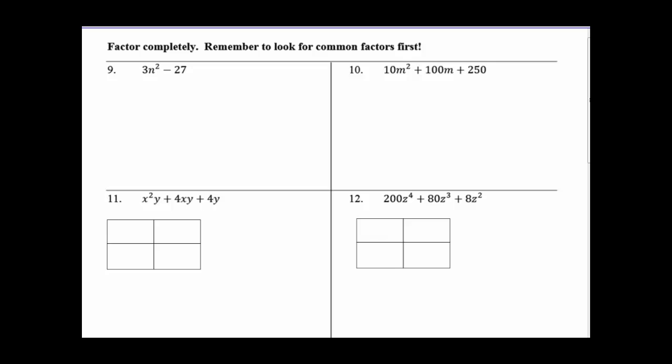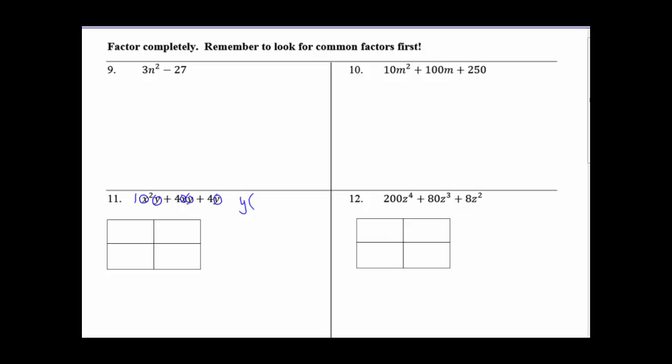We need to factor. Remember, look for common factors first. Okay, so for instance, number 11. If we look at this problem, don't get scared. It's only 2 variables, an x and a y. But you notice, x, y, and then there's a y. There's a y in each term. Okay? There aren't any numbers because the first one's a 1 and a 4 and a 4, so we can't take out any numbers, but we can factor out a y.